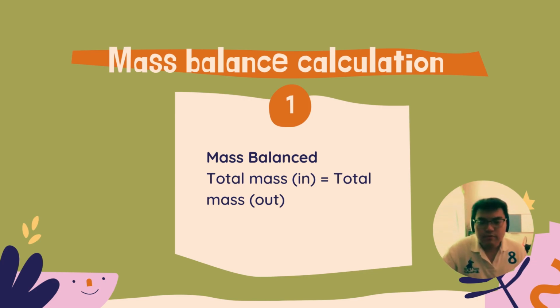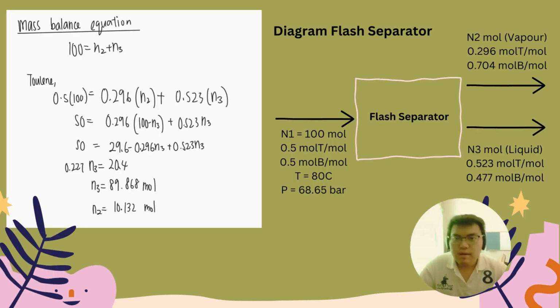After finishing calculating the mole fractions, the last question mentioned that we have to calculate the mole of each species. So we have to use mass balance calculations, and the mass balance is total mass in equals total mass out. Before we calculate the mole balance equations, first we have to make the assumptions. We assume that the total input is 100 mole of toluene and benzene. As we calculated the mole fractions of liquid and vapor for each component, we can calculate the overall equations.